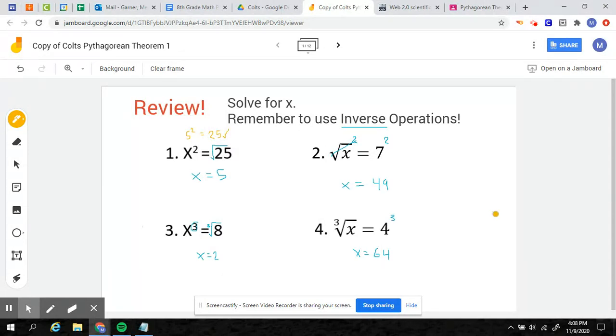So once again, what you need to get away from this is that a square and a square root are inverse, and a cube and a cube root are inverse, just like addition and subtraction are.